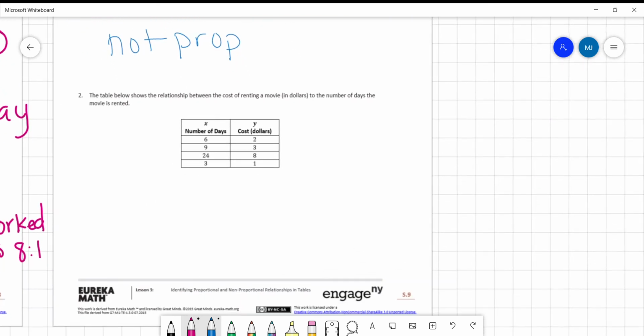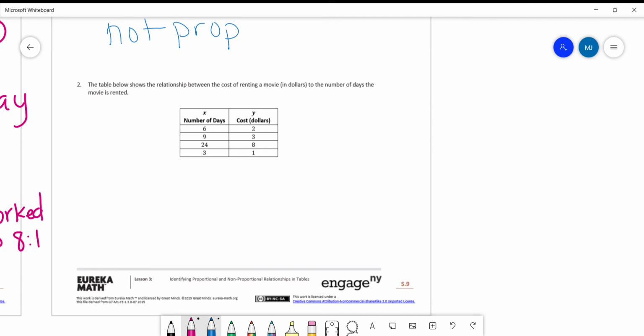Number 2. I want you to try to do number 2 on your own. So you're doing the same thing. You're doing y divided by x. And you're going to see if you get the same number every single time. This one's a little trickier because it's fractions, but fractions can simplify. So pause your video, take a minute or two to work on this one to see if it is proportional.